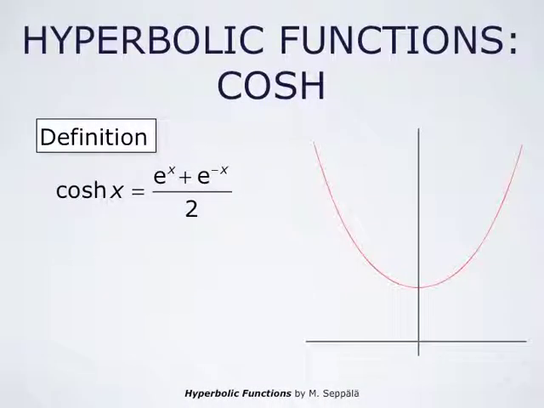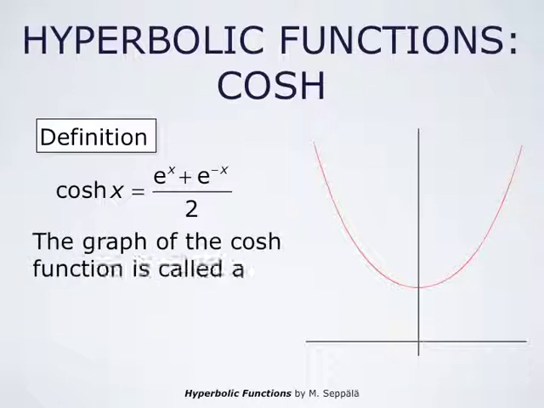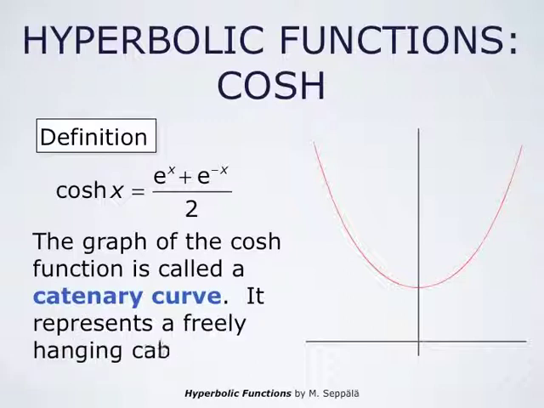The function hyperbolic cosine is defined by setting its value at x to be e to the x plus e to the negative of x divided by 2. The red curve shown here is the graph of hyperbolic cosine. It is called a catenary curve because it represents a freely hanging cable. Such freely hanging cables, of course, appear in many places in nature, and therefore this is an important function.